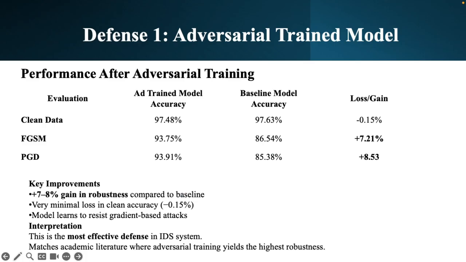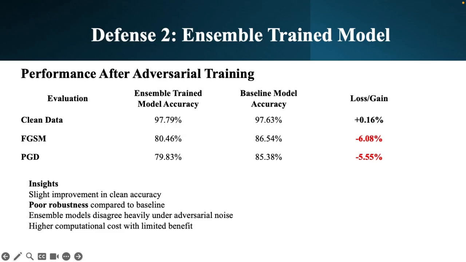Adversarial training mixes clean and adversarial examples during training. This improves robustness by 7 to 8% with almost no drop in clean accuracy. This matches the literature as the strongest defense. And then the ensemble method helps slightly on accuracy but poorly under adversarial noise. The models disagree much under the perturbation, reducing the robustness.